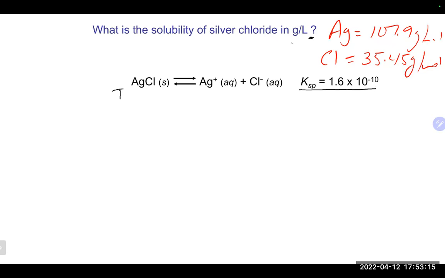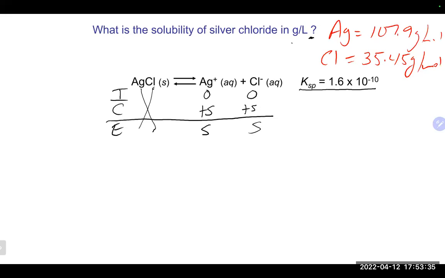So initially here, we would have 0 of our ions. We would assume that it's obviously going to the product side, so that will be plus S and plus S here. That means at equilibrium, we would get S and S. As we might have talked about before, this is a solid, not going to be included in anything, so best not to put anything there that you might try to use wrongly in the future.